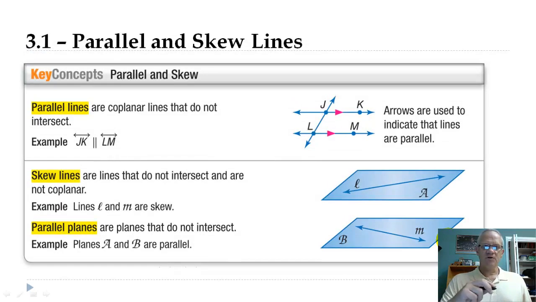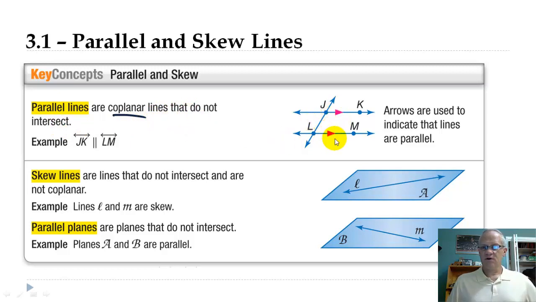All right. First of all, let's talk about some different types of lines. Okay. So let's start here with parallel lines. We're probably pretty familiar with that, so this shouldn't be so bad. But the key here is that parallel lines are coplanar. So parallel lines are going to be in the same plane, and they do not intersect. And you're probably familiar with that.